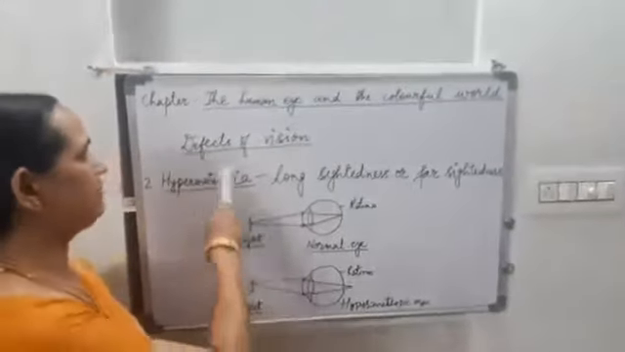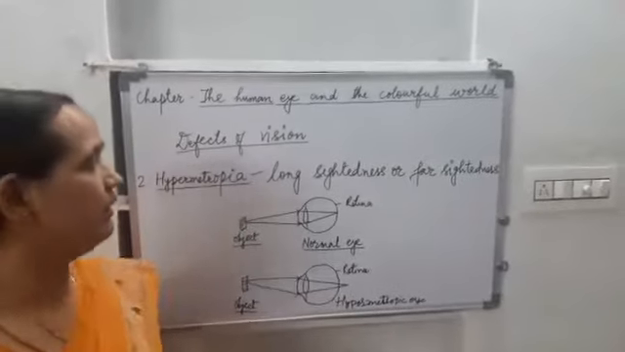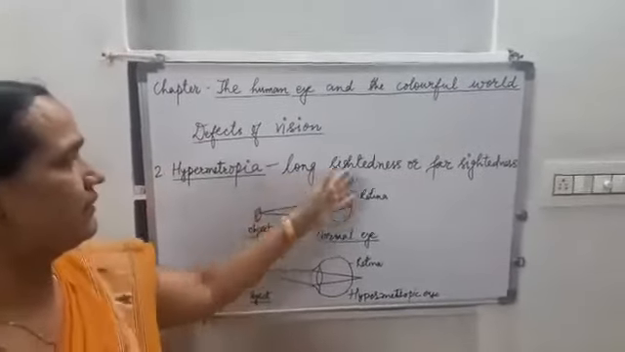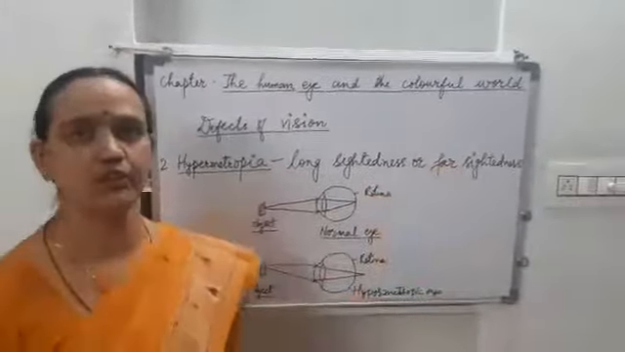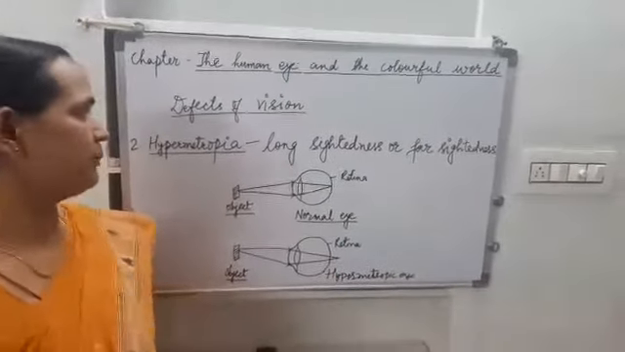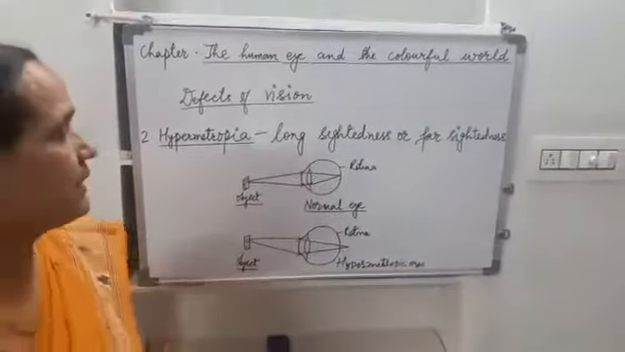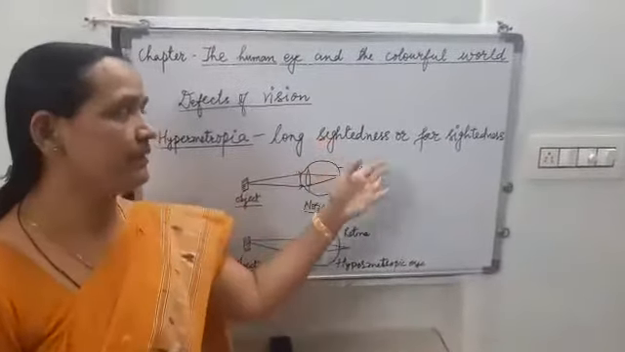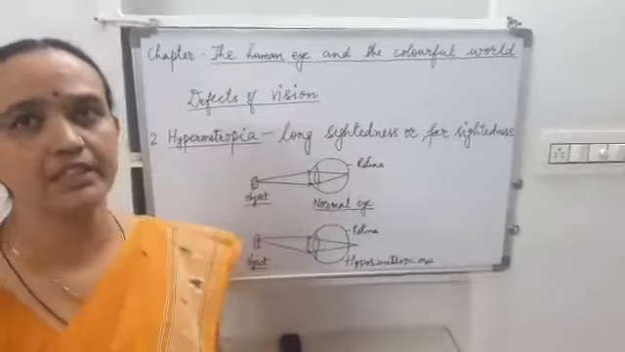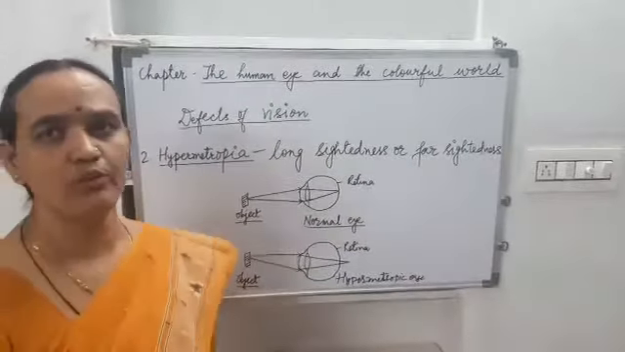So children, our next defect of vision is hypermetropia. It is also called long-sightedness or far-sightedness. So what happens in hypermetropia? A person is able to see the far away or distant objects very clearly, but he or she may not be able to see the nearby objects so clearly.